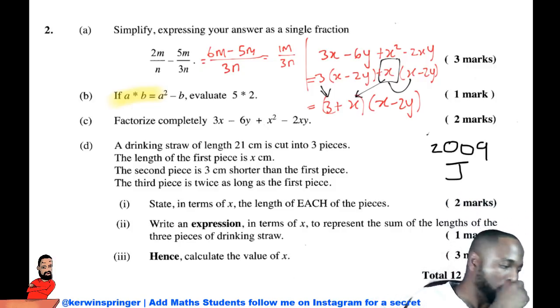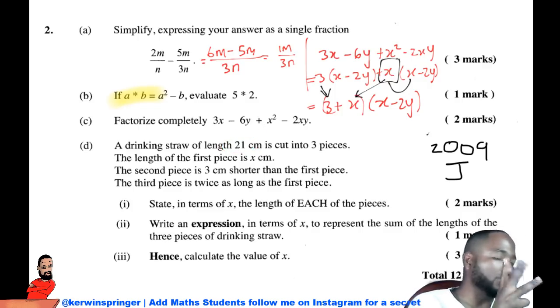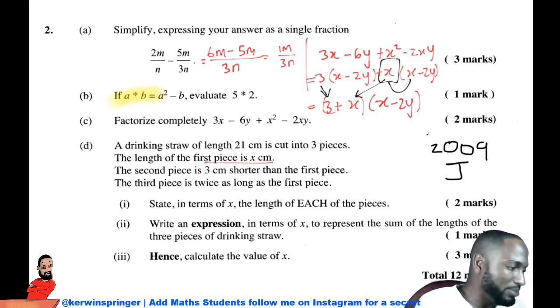A drinking straw of length 21. So that's the entire length of the straw. It's cut into three pieces. So we are already seeing if the pieces were even, it would be 7, 7, 7. But maybe they're not even. The length of the first piece is x.